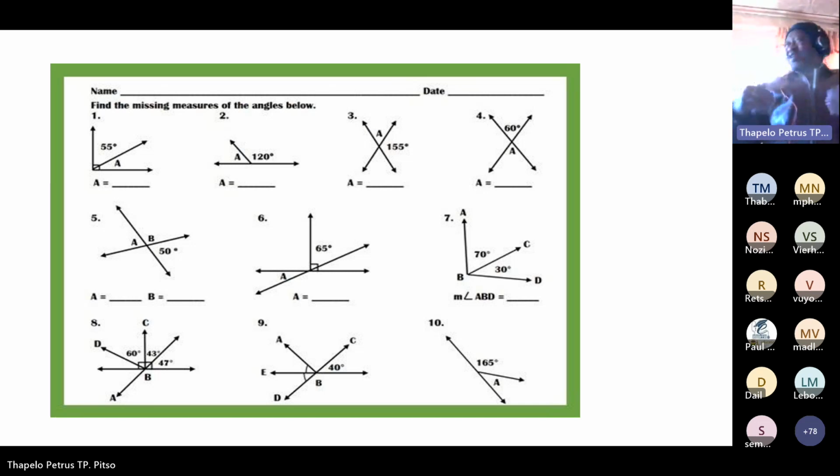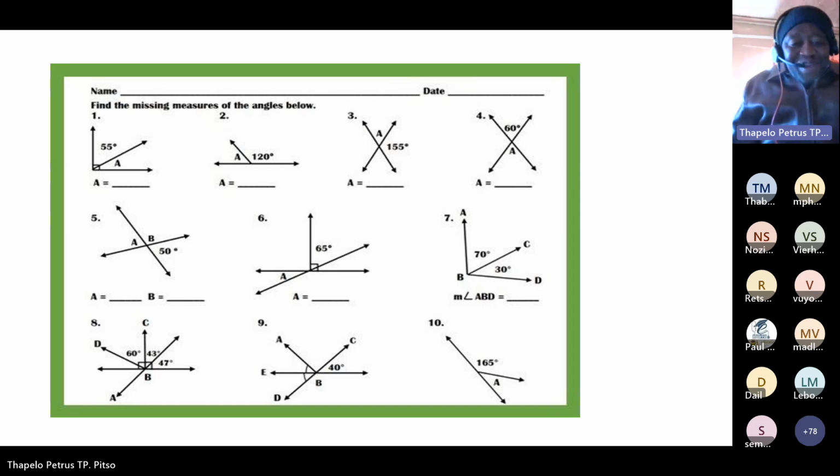Question 3 again, let's look at A and 155, sorry. A and 155, what is the relation? A straight line again. But what do you know about a straight line? The angles on a straight line are supplementary. What does supplementary mean? It means when you add them, they should give you 180 degrees. Therefore, what do you add to 155 to get 180? You get 25 degrees. You are solving for A. In other words, you are using your equations that we learned last time.